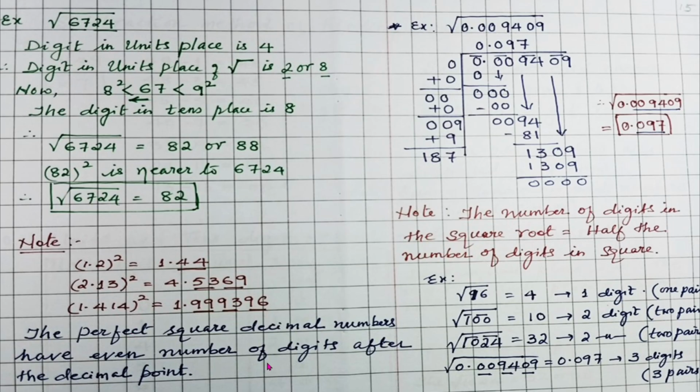Therefore remember, the perfect square decimal numbers always have an even number of digits after the decimal point. So there are even digits here, and also even digits here. Any decimal which is a perfect square will have an even number of digits after the decimal point.